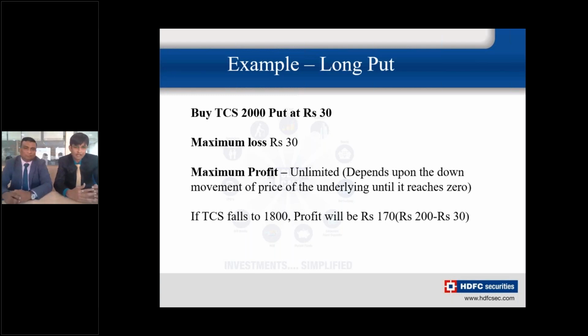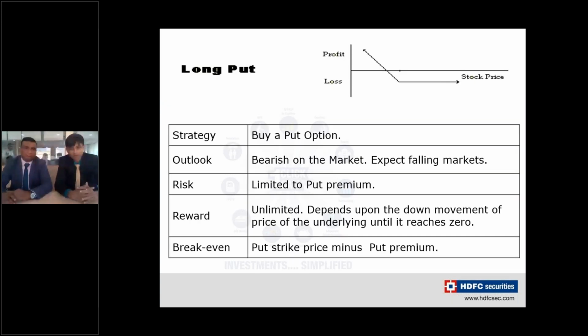Now if TCS moves down to 1800, 1700, you will earn a profit as the price goes down. Suppose TCS goes to 1800, your profit will be 2000, that is the strike price, minus the CMP, that is 1800. So 200 rupees per lot. And if you deduct the premium paid, that is 30 rupees here, then your profit will be 170 rupees. So in case of buying a call and in case of buying a put, the risk is limited to the premium paid.